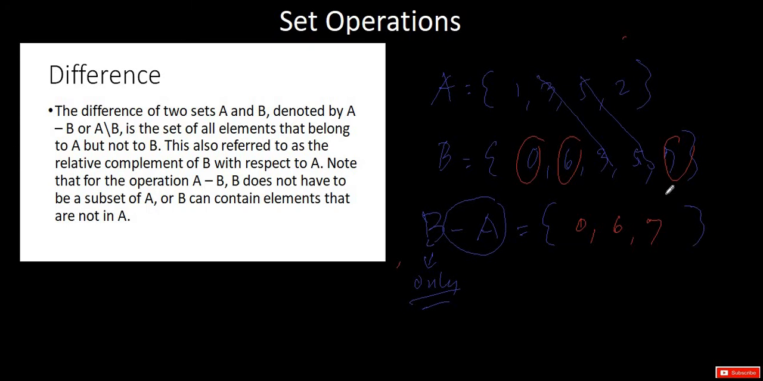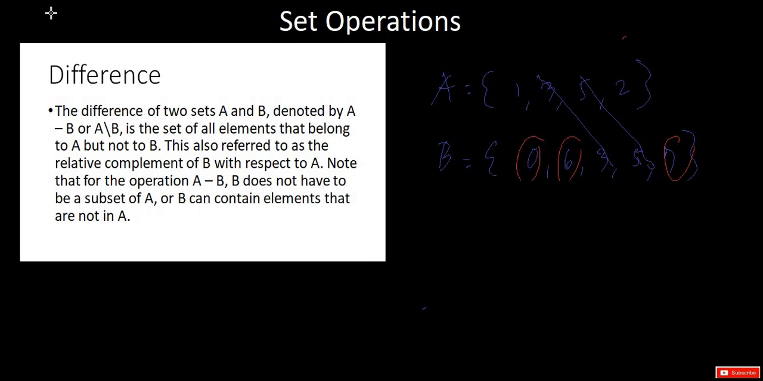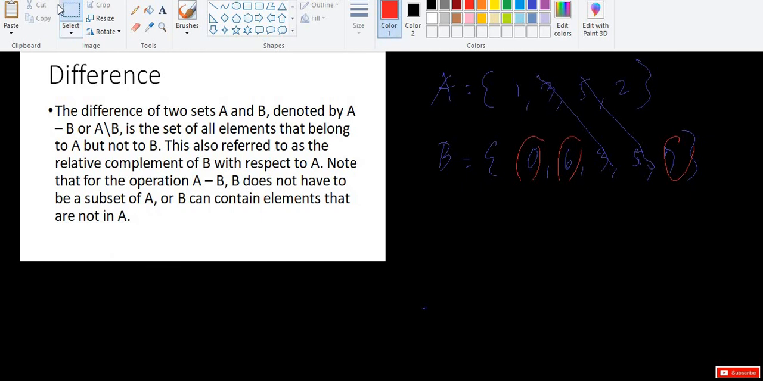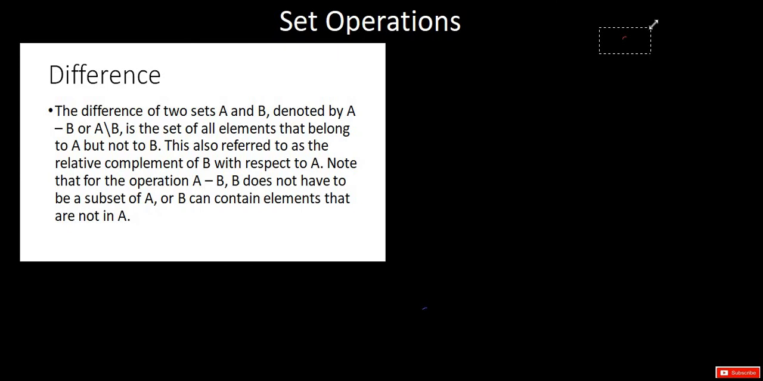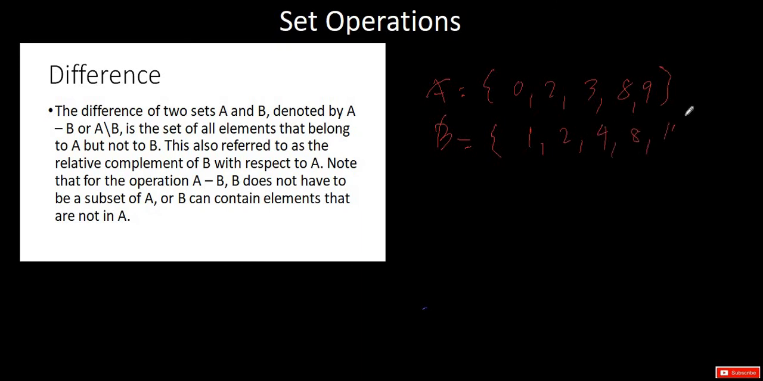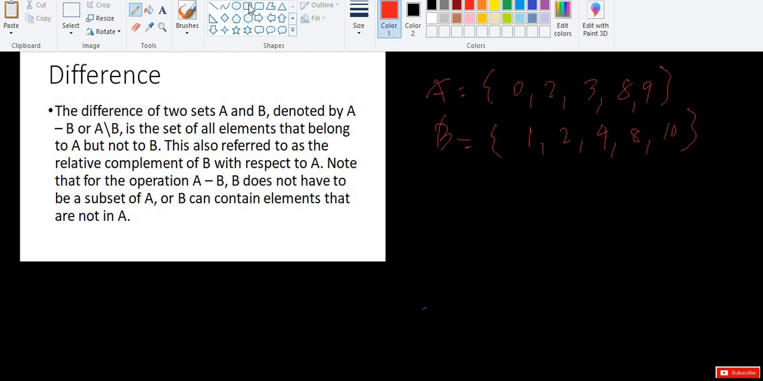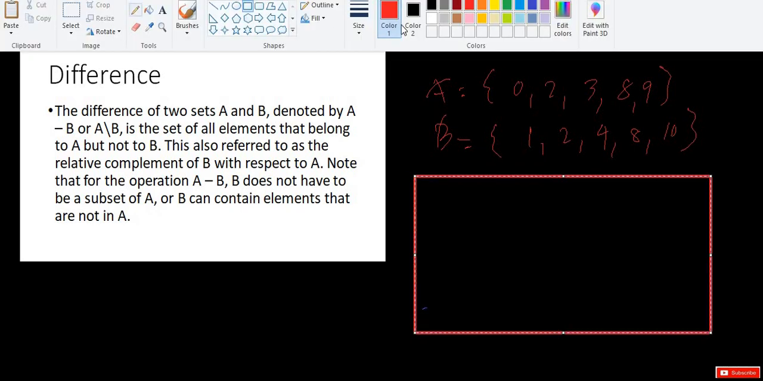Now the result of this operation can also be shown in a Venn diagram. Now let's try examples wherein we are going to list the elements inside a Venn diagram. Suppose set A contains the elements 0, 2, 3, 8, 9, and we have set B containing the elements 1, 2, 4, 8, 10. Okay, so let's construct first a Venn diagram.